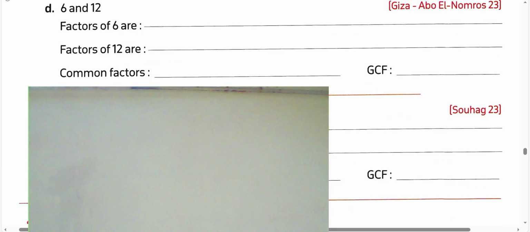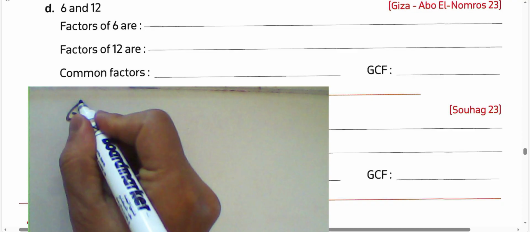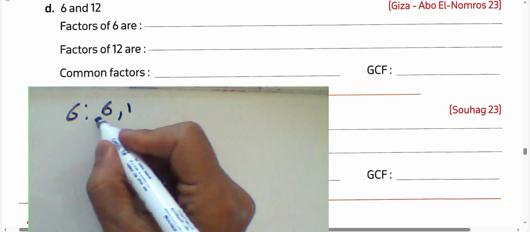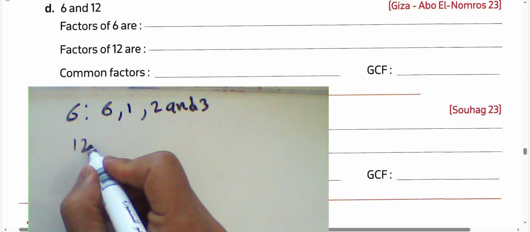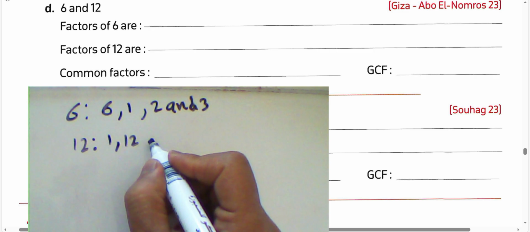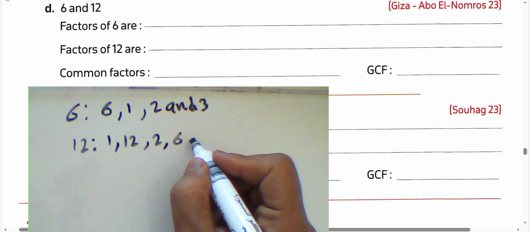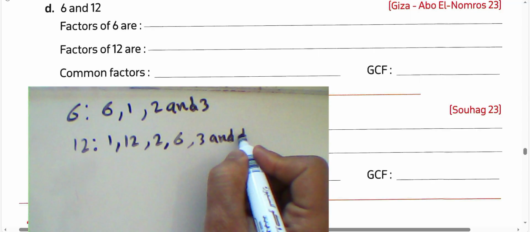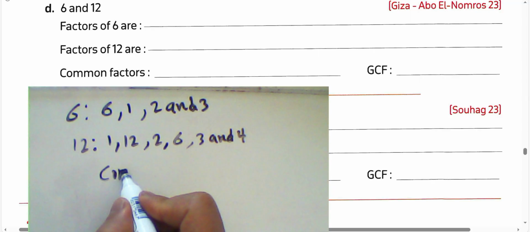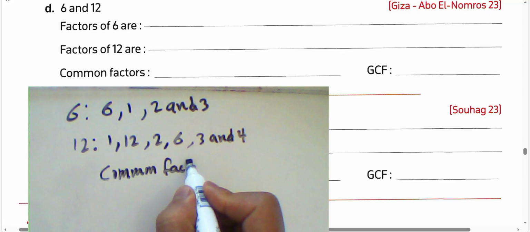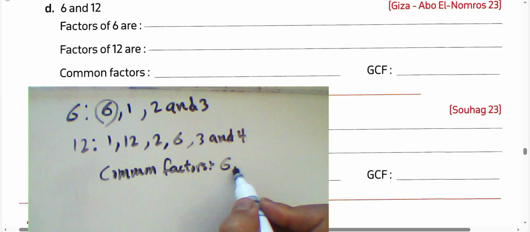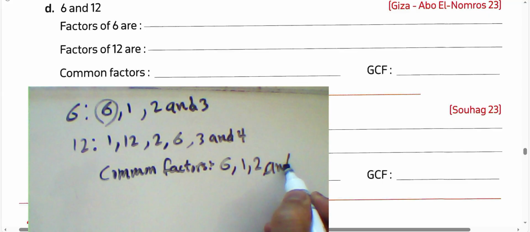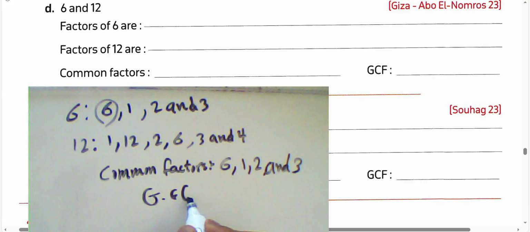6 and 12. Factors of 6: 6 times 1 is 6, 2 times 3 equals 6. And factors of 12: 1 times 12 is 12, 2 times 6 is 12, 3 and 4. Then the common factors between them are 6, 1, 2, and 3. And the greatest common factor is 6.